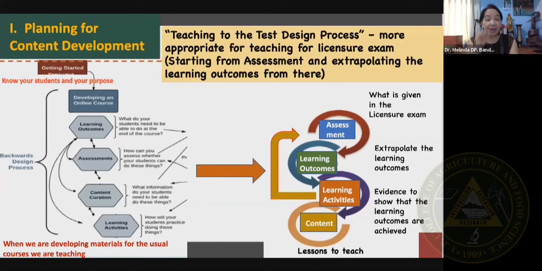When we are developing materials for the usual courses that we are teaching, we are using, and this is something that we've been recommending, the backwards design process. I think I mentioned this before, and you have heard of it. That is starting with the end in mind. So that's why we start with the learning outcomes. That's the usual recommendation.